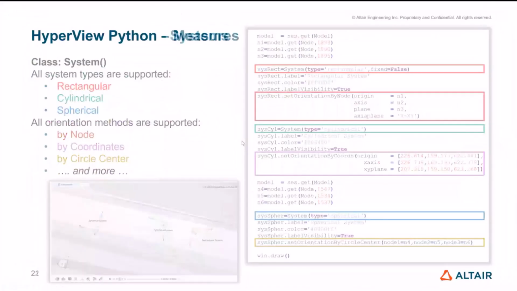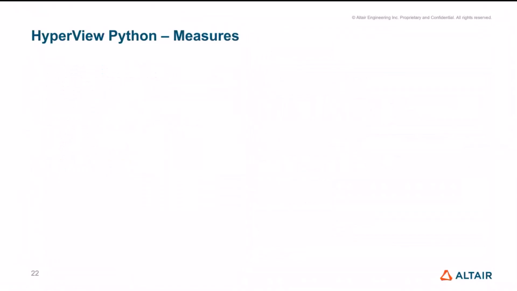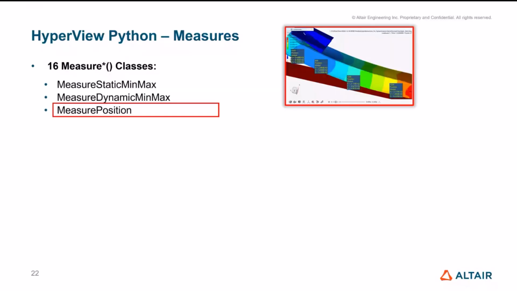Okay, so that was the system part. Now let's go to measures. Measures was the biggest one here for HyperView for 2024.1. We have introduced 16 classes because they are all different. Static and dynamic min-max. Then here the measure position, the one I highlight here, I will go into detail with live demos and the code presentation.